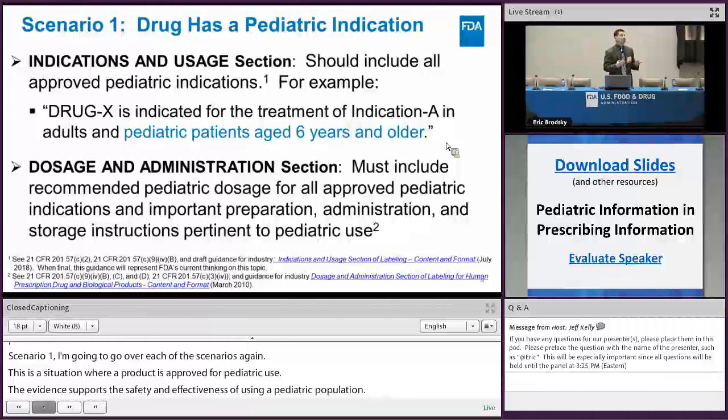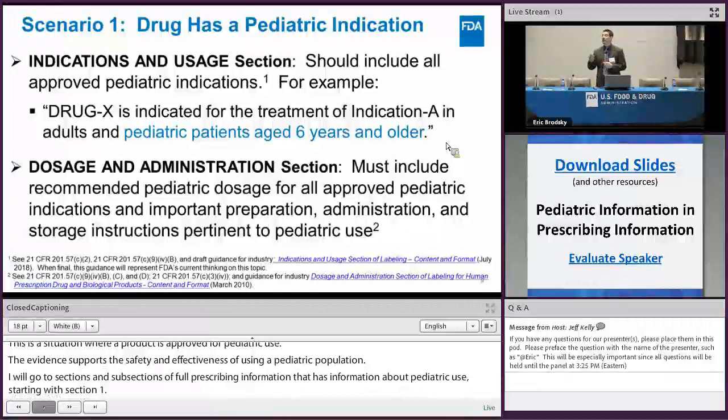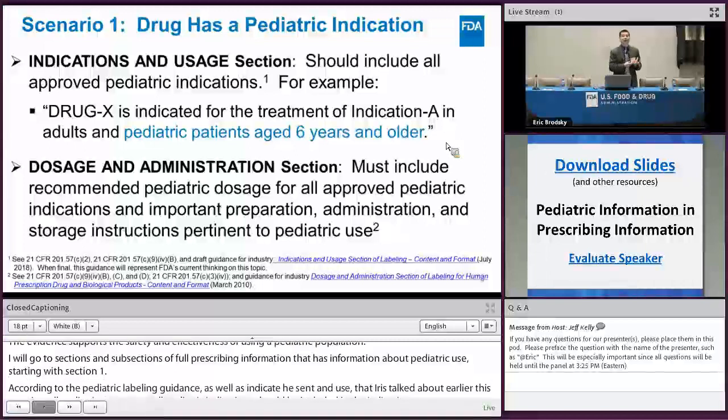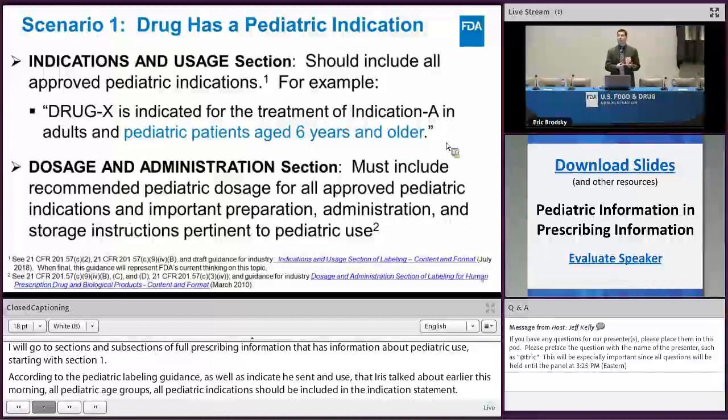starting with section 1. So according to the Pediatric Labeling Guidance, as well as the draft indications and usage section of labeling guidance that Iris talked about earlier this morning, all pediatric age groups, all pediatric indications should be included in the indication statement. And why is that? Well, it basically provides clarity to healthcare providers what age groups the product is approved in.